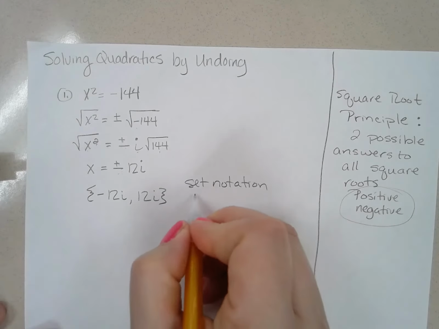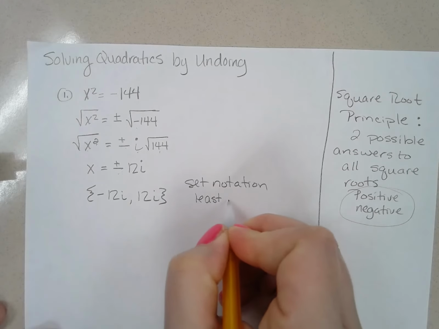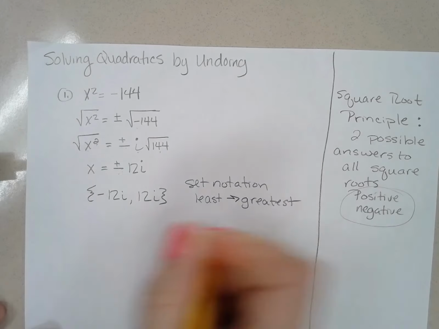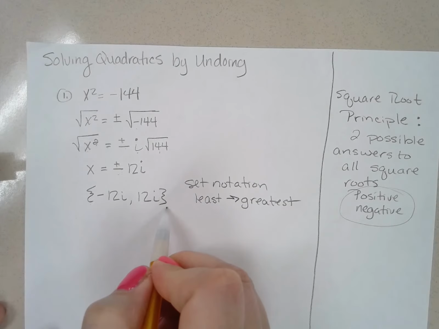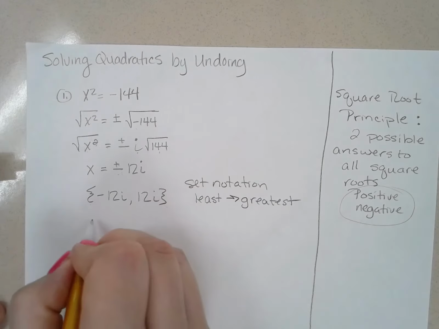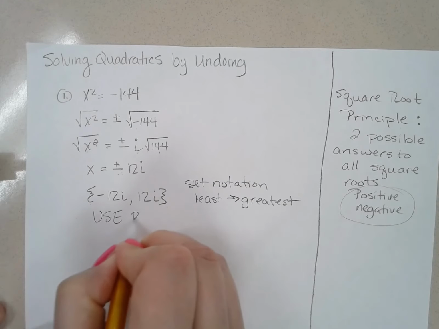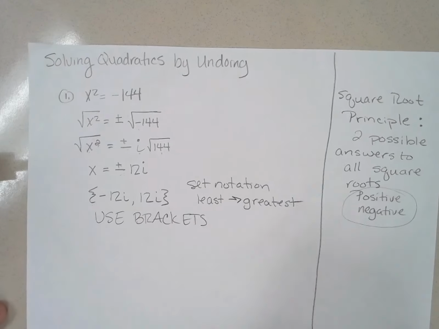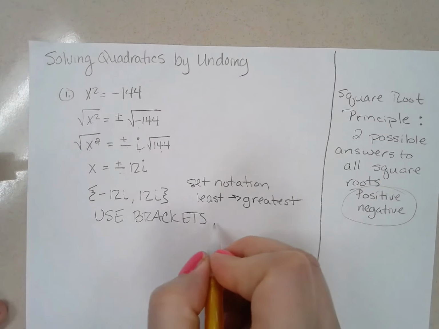And set notation goes from the least to the greatest. We want to get them in order. And notice, set notation uses brackets, not parentheses. So make sure that you use brackets. And I know you're going to complain that they're hard to make and they don't look good. Give me something that is not parentheses.